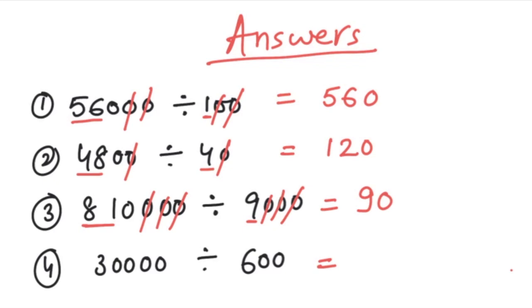Now here, 30,000 divided by 600. If you look at the numbers, 3 cannot be divided by 6. So let's take two numbers, 30. 30, if you divide by 6, it will be 5. And then 1, 2 zeros cancel. So one zero remaining. So the answer is 50.